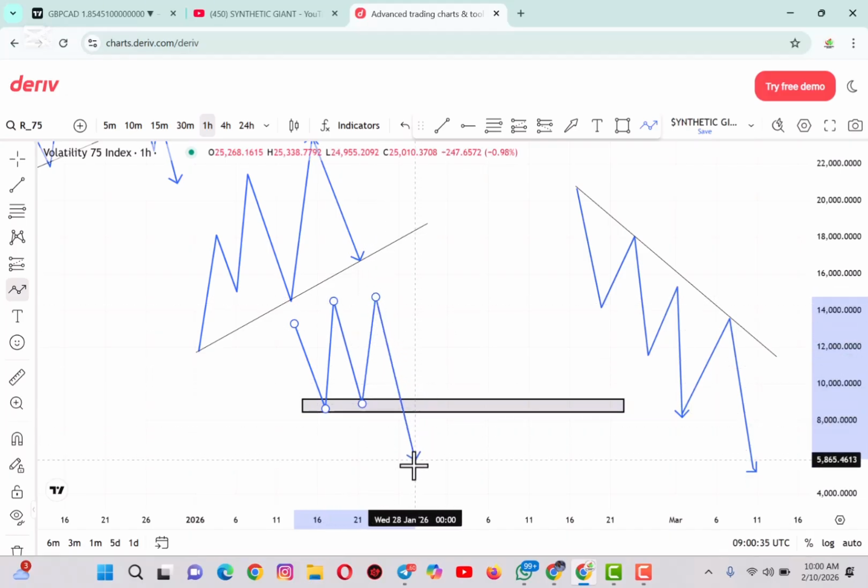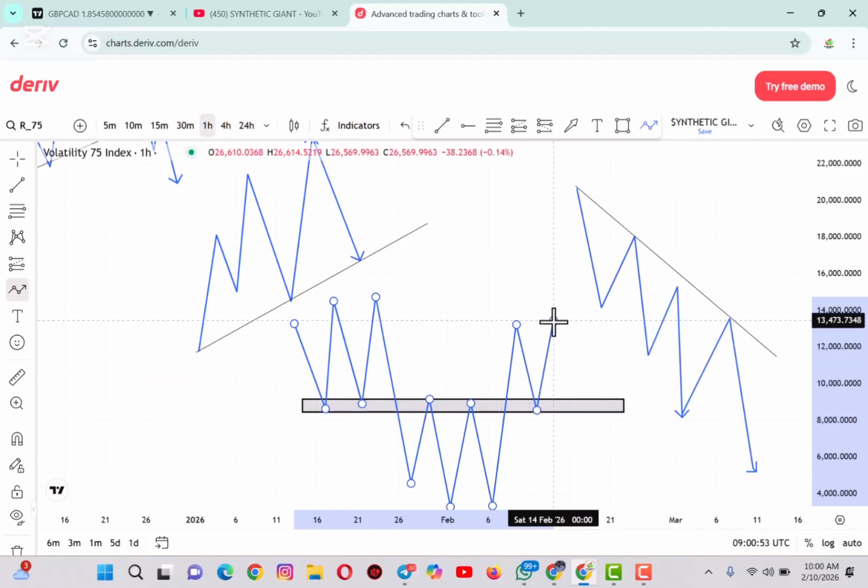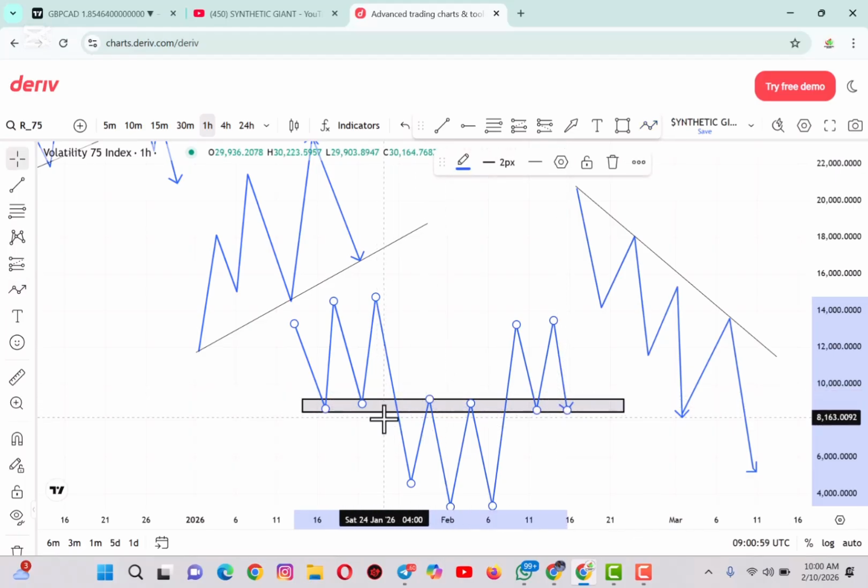But if it is broken to the downside, this particular point becomes our what? Resistance. So price will be prevented from going in the upward direction. If perhaps it breaks again, it turns into what? A support. So support is basically a region in the market that prevents price from going to the downside.